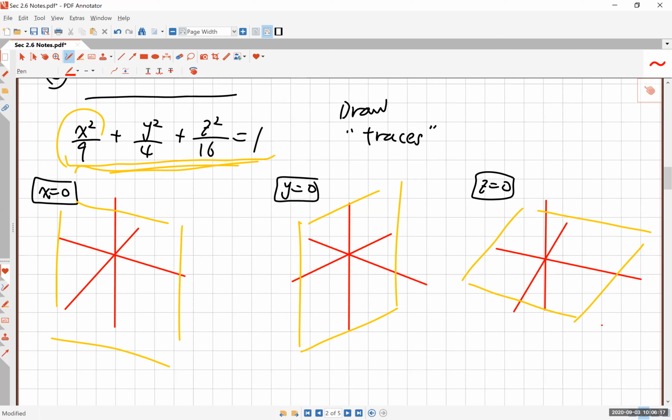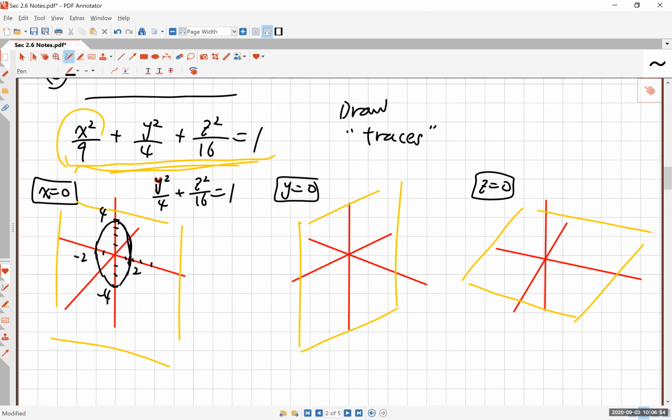When x is equal to 0, of course, what you see is y squared over 4 plus z squared over 16, and you have to draw this on this vertical wall. So you count 2 units in the y and negative y direction, and 4 and negative 4 in z. It will be an ellipse like this.